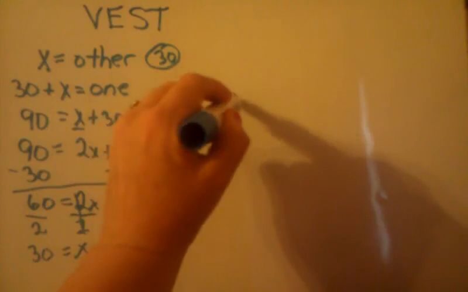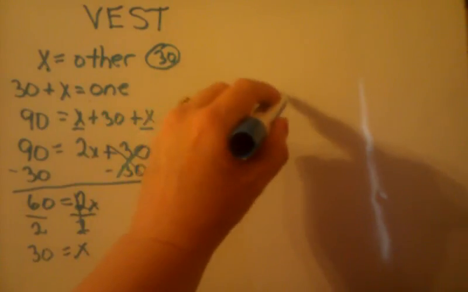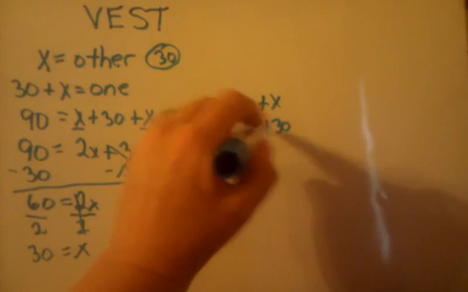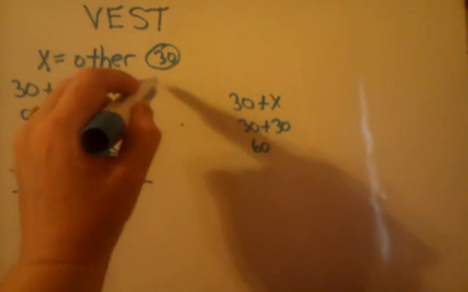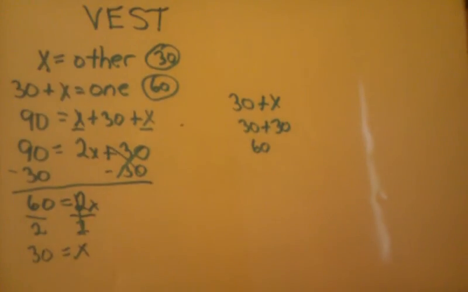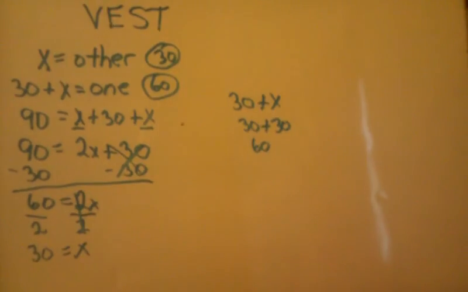What is one angle going to be? It says 30 plus x. So 30 plus 30 is 60. So this angle is 60 degrees. How did you do? I hope you were able to figure that out.